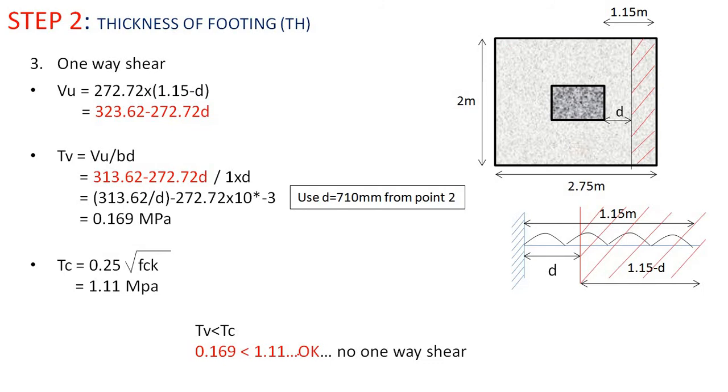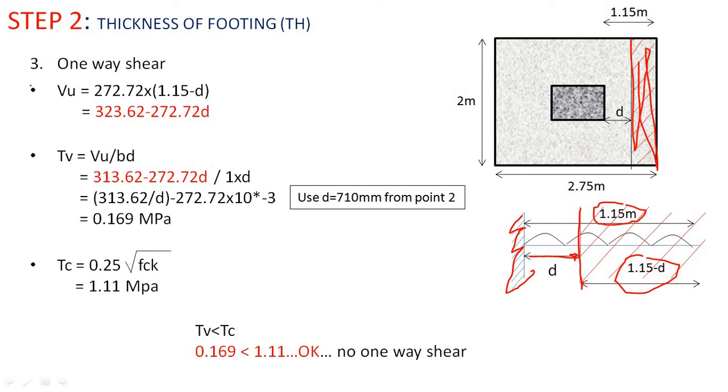We check whether it will fail due to one-way shear or not. For it, you can see the figure: the one-way shear will act at this hatched portion at a distance of d from the face of the column. Here you can see the face of the column, this is the d distance from the face of the column, and the whole distance is 1.15. So we will have this distance as 1.15 minus d.